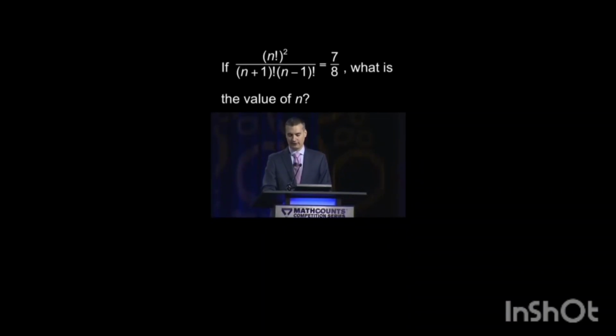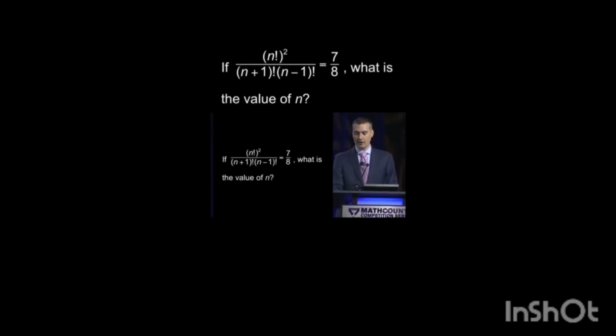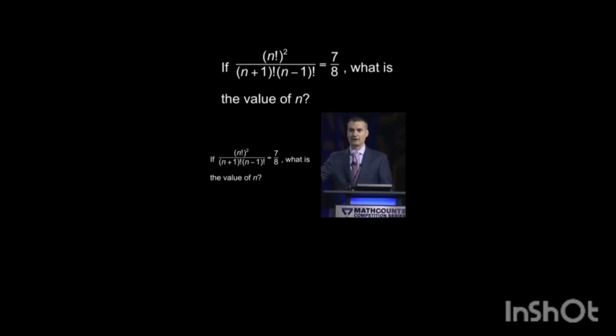And our third question is, if n factorial squared divided by the quantity n plus 1 factorial times the quantity n minus 1 factorial... Jeremy. 7. 7 is the correct answer.